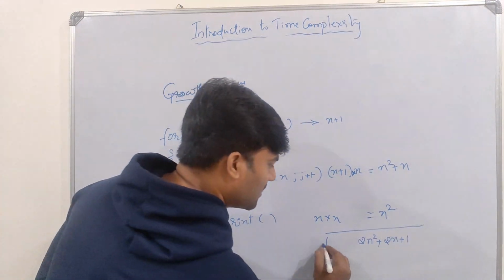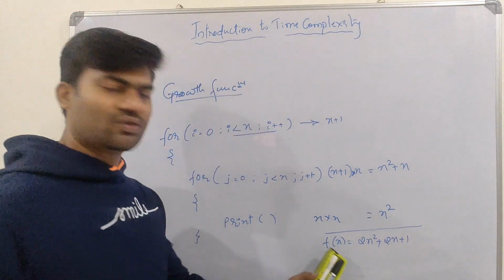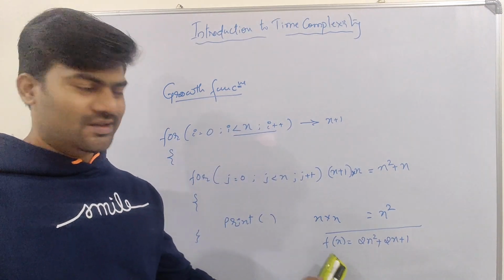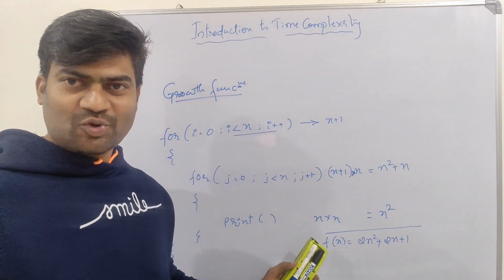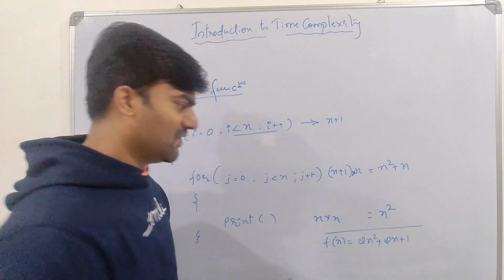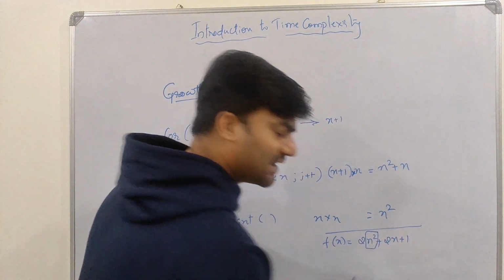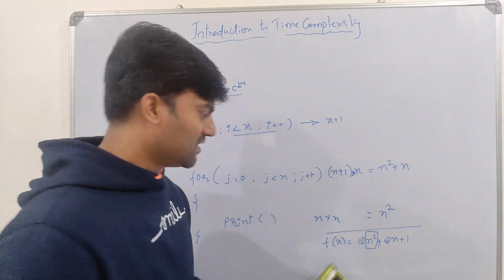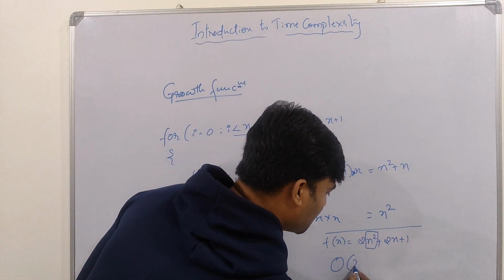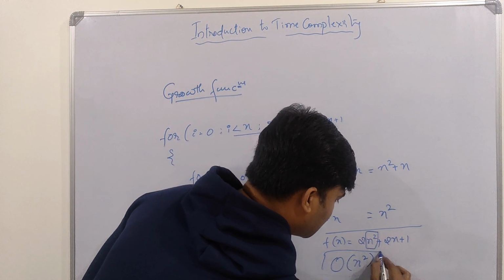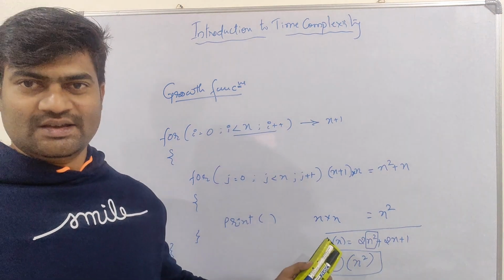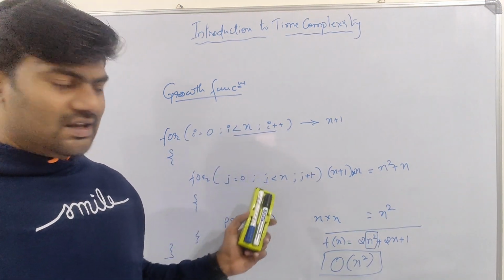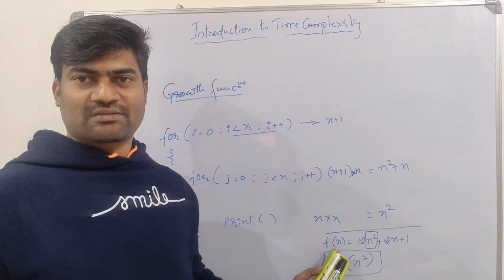If this is the growth function or the polynomial equation for this particular for loop, then what will be its time complexity? We have already seen. We will take the highest degree available in this particular polynomial function, and we will write it as big O of n square. So it is of order n square. So these two for loops will take big O of n square time.